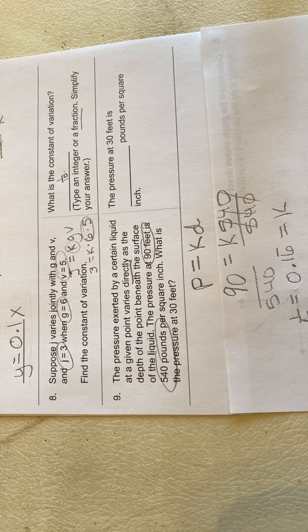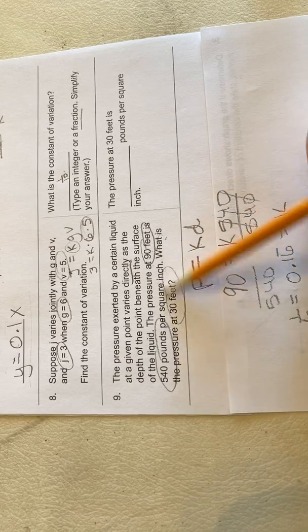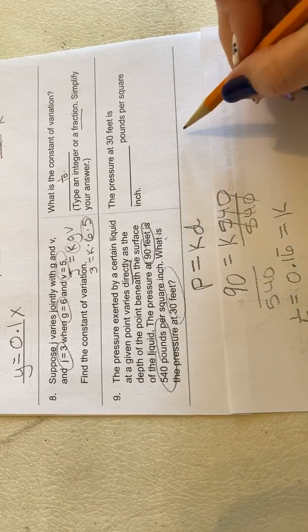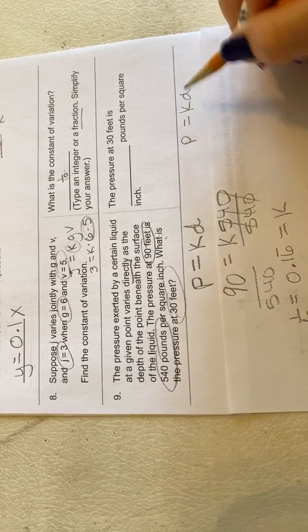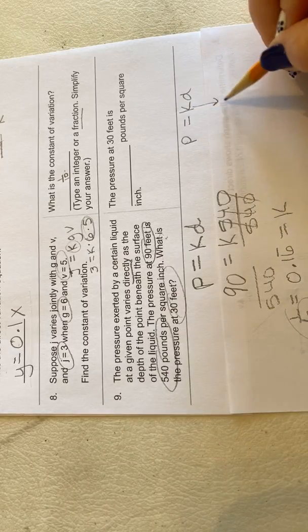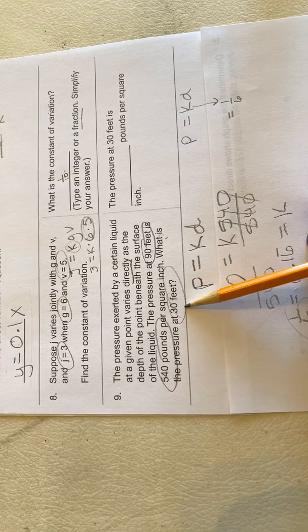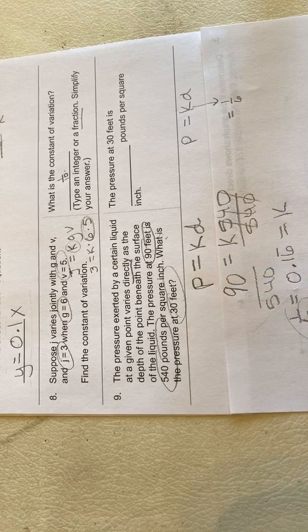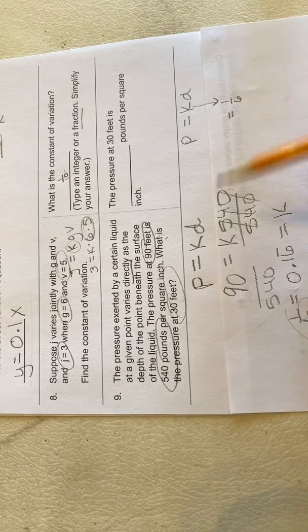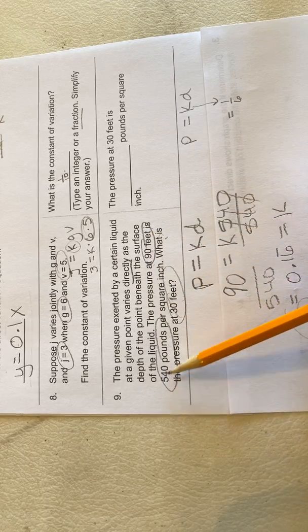Trying to do that in my head. All right, so we know what K is, but it's not asking for the constant of variation. It wants to know the pressure at 30 feet. When they give you this third random number, that means plug it into the equation. So the equation was P equals KD, and I know what K is. K is just 1/6, okay? And this number right here, is this a pressure? Or is it a depth? Hey, did I do that backwards? The pressure at 90 feet. Oh, I did it backwards. This is the pressure.